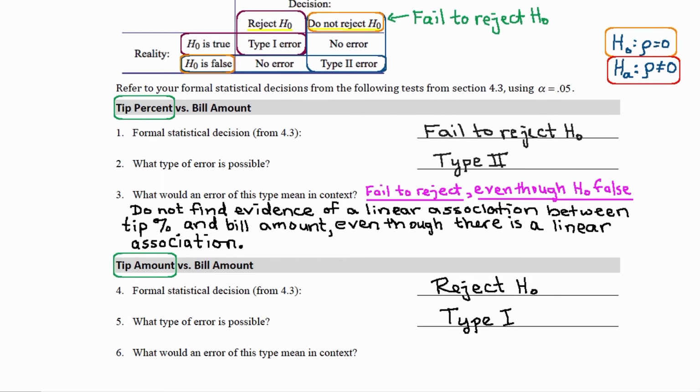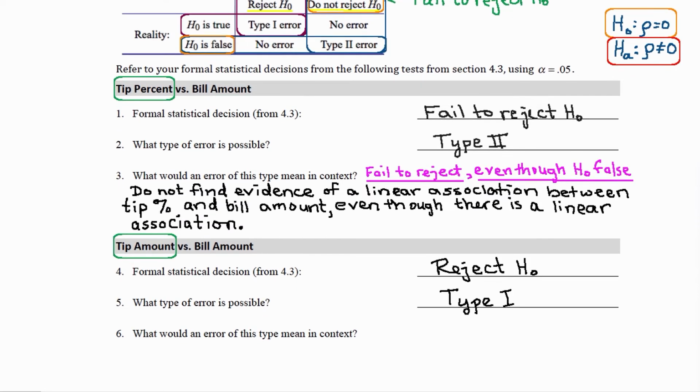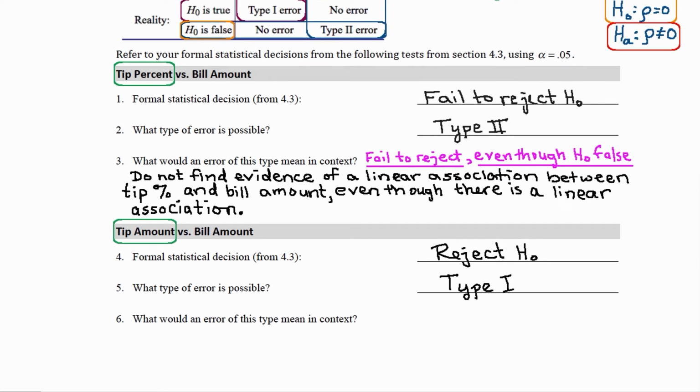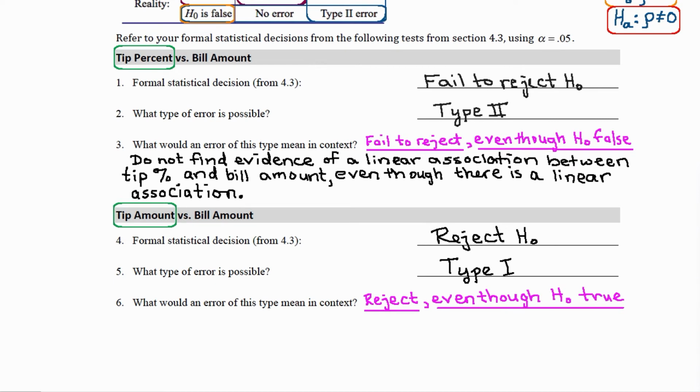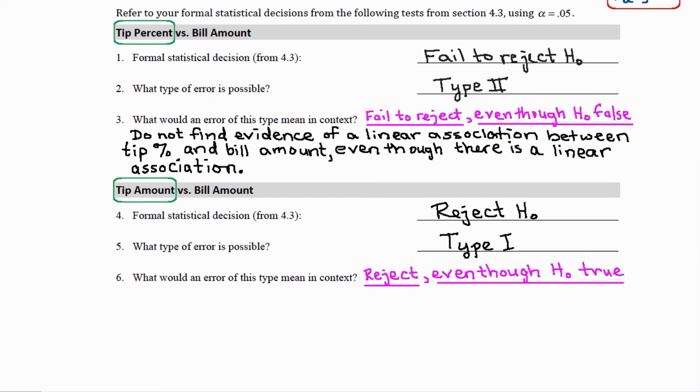So what an error of this type would mean in context, now we want to explain reject even though the null hypothesis is true. And again, we have to explain both parts of this. I need to explain in context what it means to reject the null hypothesis here, and I also have to explain what it means for the null hypothesis to be true. All of this in the context of correlation or linear association, tip amount, and bill amount.